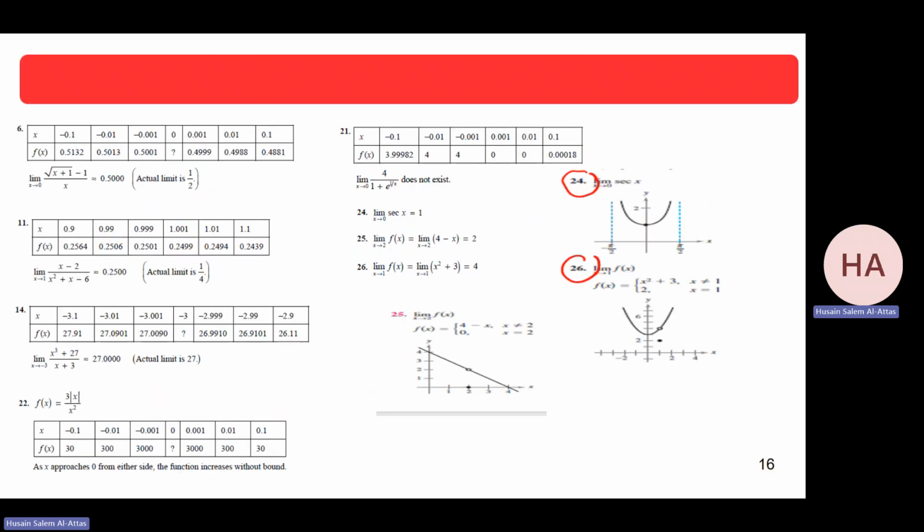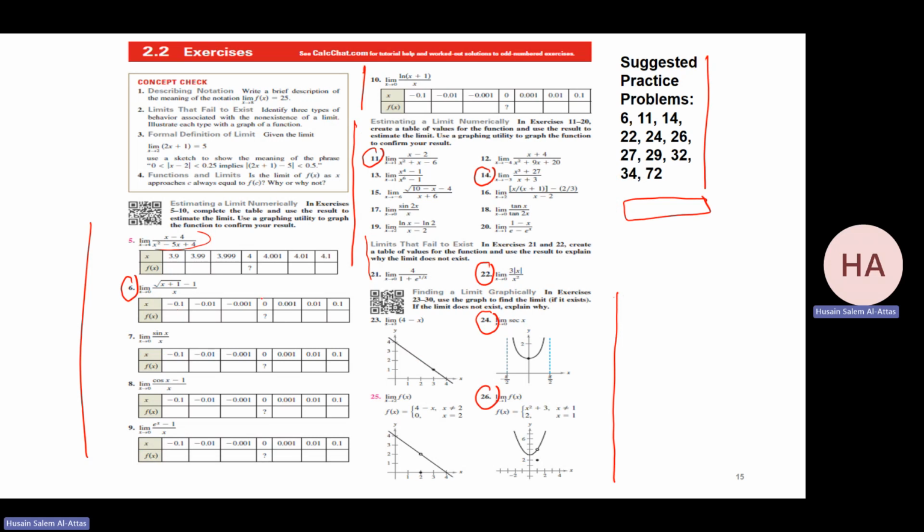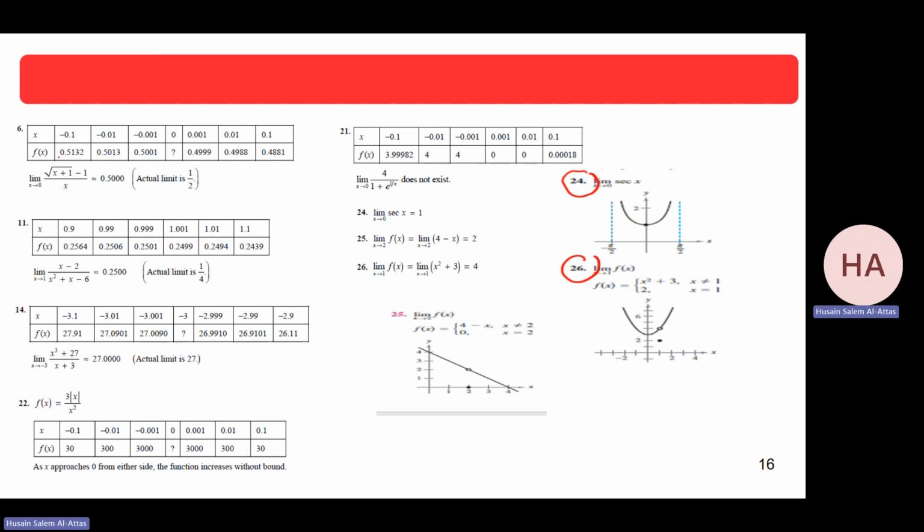This is number 6. Look at this one, he put x equal -0.1, so something less than 0, because the limit goes to 0, less than 0 and more than 0. And he checked the table. This is the table. It's very clear. This is 0.5, 0.5, 0.5. This is expected to go to what? And the same thing from the other side: 0.499988, 0.49999. It's very clear it's going to 0.5, which is half. This is the way to do it.